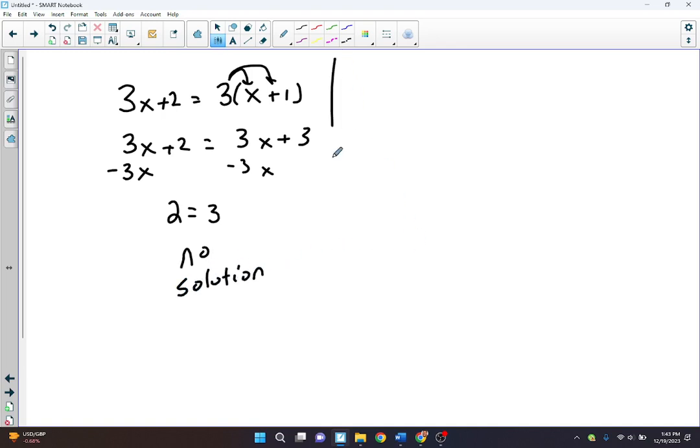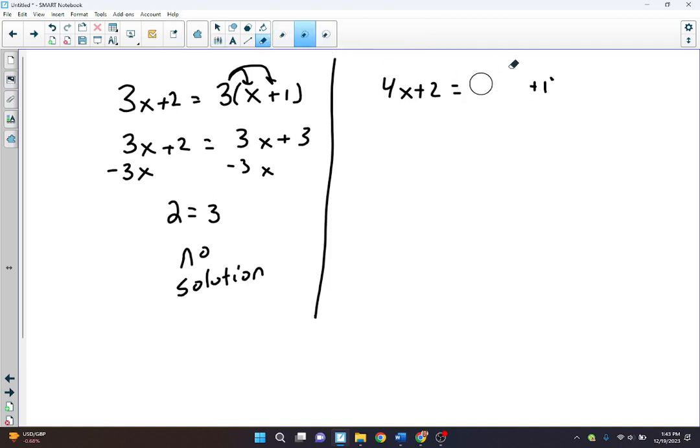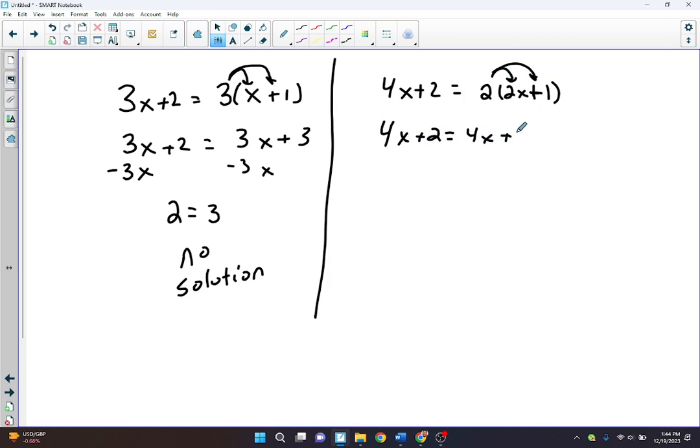So then this one, let's say it was 4x plus 2 equals 4 times x plus 1. Or let's say 2x, let's make it so it actually works. So it's going to be 2 times 2x plus 1. We're going to take the 2 and distribute it. So we have 4x plus 2 equals 4x plus 2.